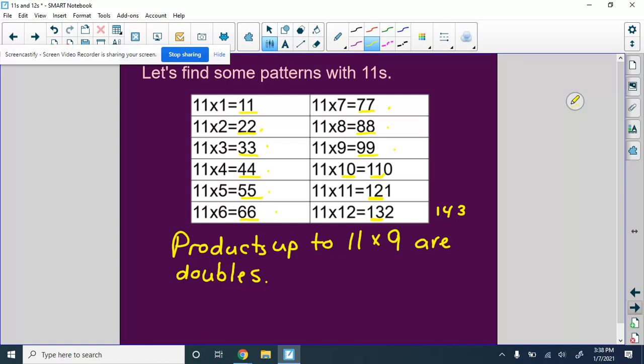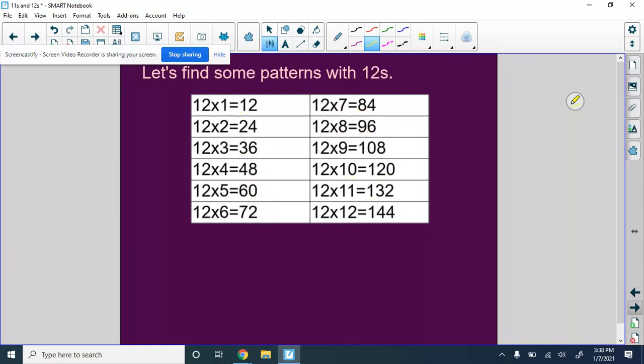Now that pattern will go on again too, and then it changes again, right? But for most of the ones that you'll do, your single digits up to 9, notice that they are double digits, right? Let's look at the 12s and look at our products for the 12s. Now these are doubles, but you should notice several patterns.